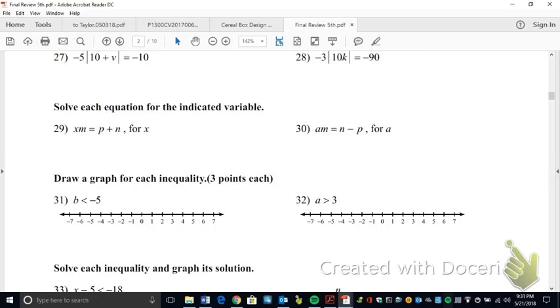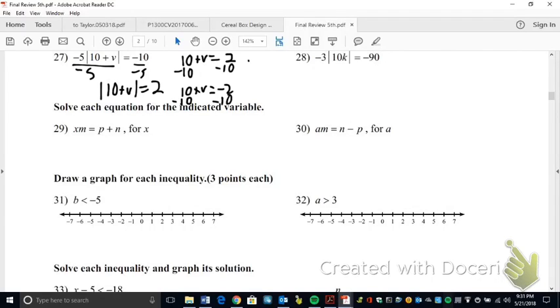29, just solving for x. Oh wait, we're doing 27 first. So this time we divide by negative 5, so we get the absolute value of 10 plus v equals 2. So again, we set up 10 plus v equals 2, and 10 plus v equals negative 2. We then solve for v on both of those. Subtract 10 from both sides, and we get v equals negative 8 or v equals negative 12.